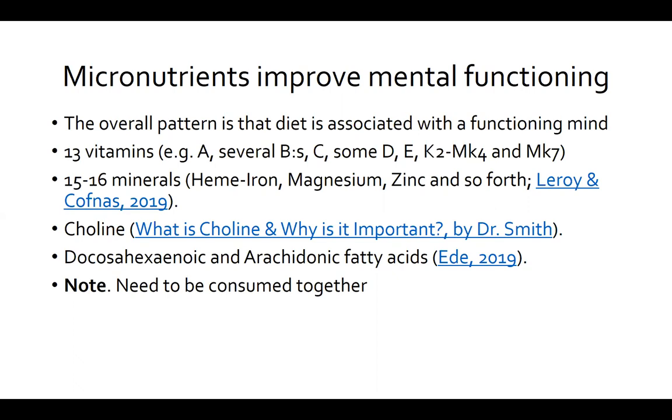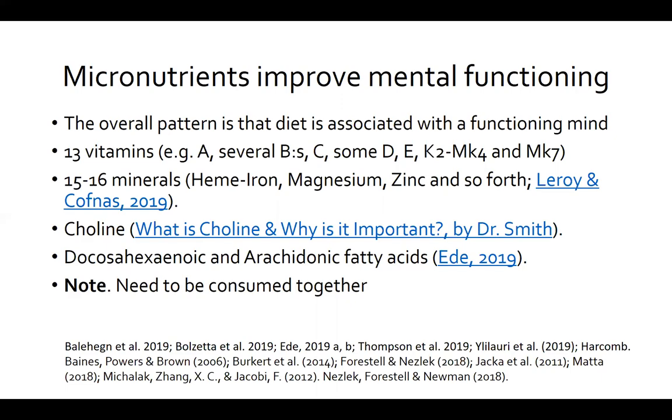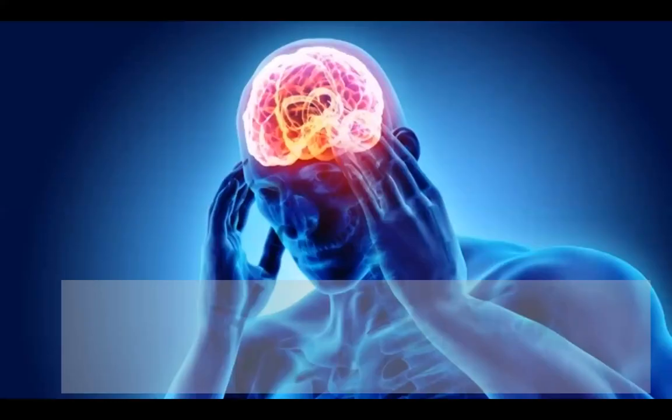And notable, these micronutrients need to be consumed together. So this concerns decision making when you're buying food, basically. So make sure everything is there, and you will facilitate your inborn capacity for entrepreneurial cognition, basically. There are some references. So what do we get?